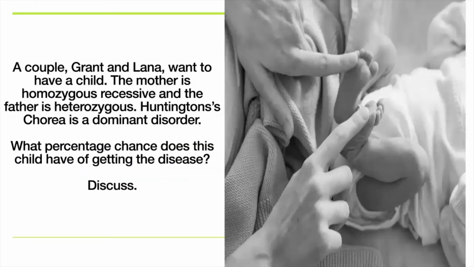So here's the question. A couple, Grant and Lana, want to have a child. The mother is homozygous recessive and the father is heterozygous. Huntington's chorea is a dominant disorder. What percentage chance does this child have of getting the disease? I want you to try this out for yourself based on the example that we just saw and see how it takes you and how you get there. If you have any questions, please feel free to put them in the comment section and we'll get back to you as soon as possible.